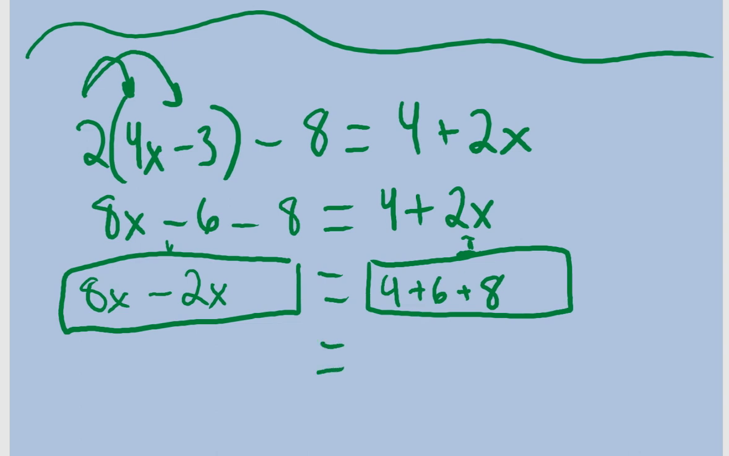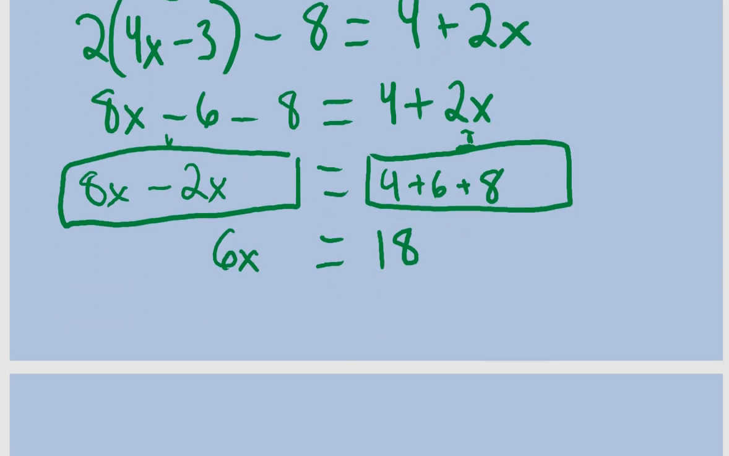8 minus 2, that gives us 6x. And then 4 plus 6 would give me 10. 10 plus 8 gives me 18. You divide both sides by 6, and the number that multiplies by 6 to give you 18 would be 3. So the only number you could put in for x to make the left-hand side equal to the right-hand side would be 3.